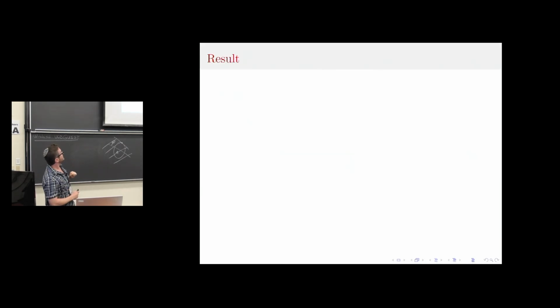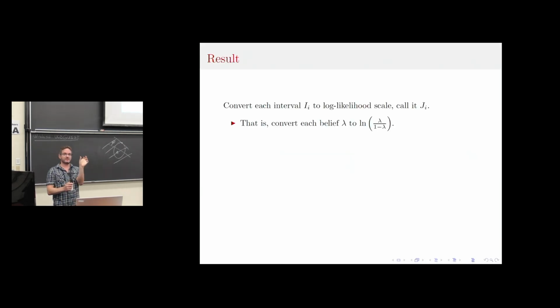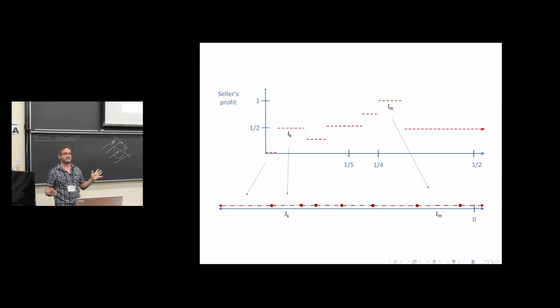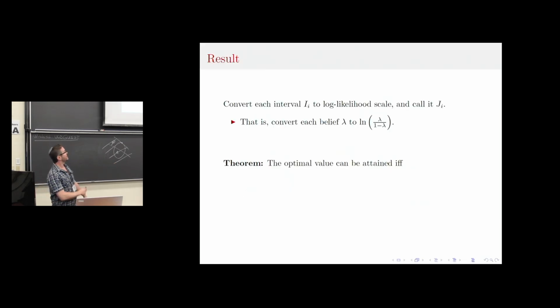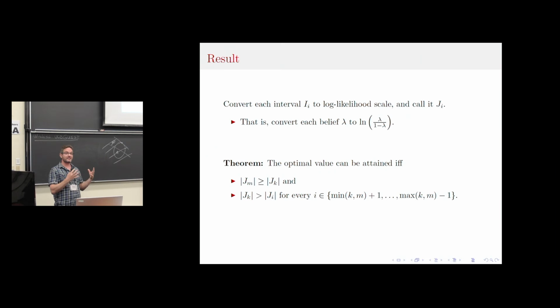Okay, so what we're going to do is we're going to convert each one of these intervals to log likelihood scale. So now it's not from 0 to 1, it's from -infinity to infinity. And basically, the optimal value can be attained if the lengths of these intervals in log likelihood scale are the following. The second interval is the largest, the first interval is the second largest, and all the intervals in between are smaller still. Okay? If that holds, then we can get the optimal value. If it doesn't hold, we cannot.